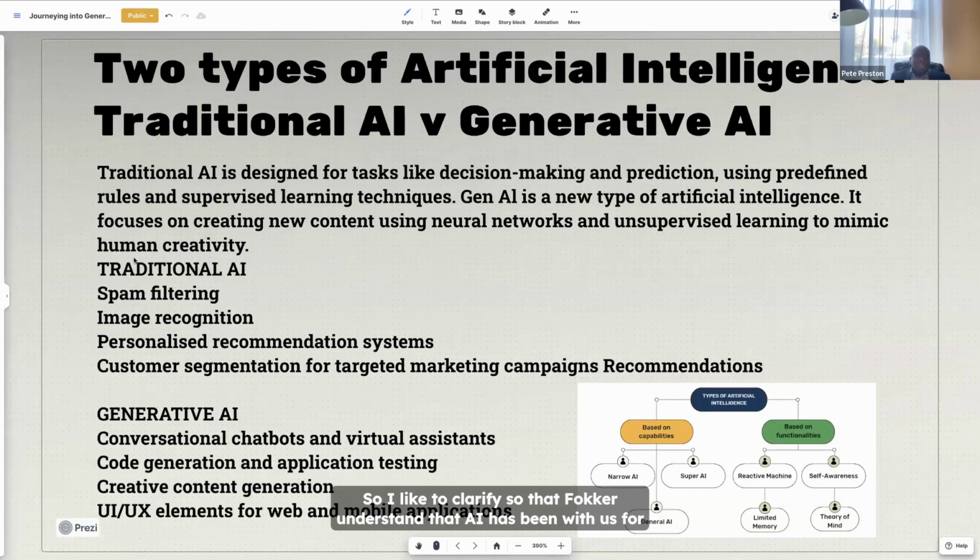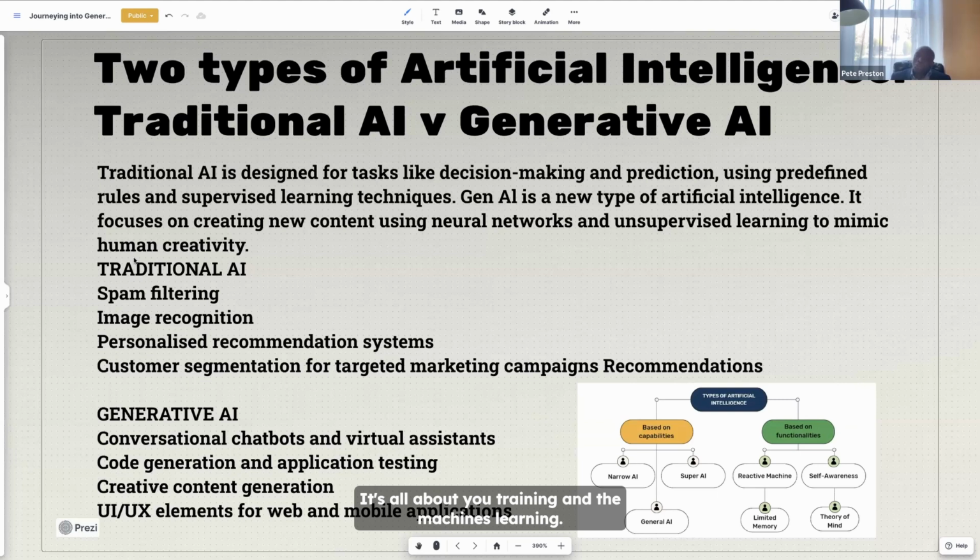I like to clarify so that folk understand that AI has been with us for such a long time, but it's been pretty much under the hood. We call it traditional AI, narrow AI, whereby it's really for making things that are more precise: decision making, predictions, where you can set specific rules and also techniques going forward. But with Gen AI, it's a different kind of interaction altogether.